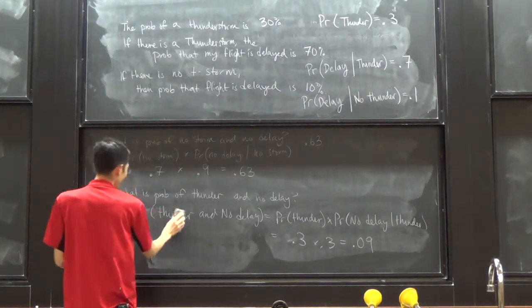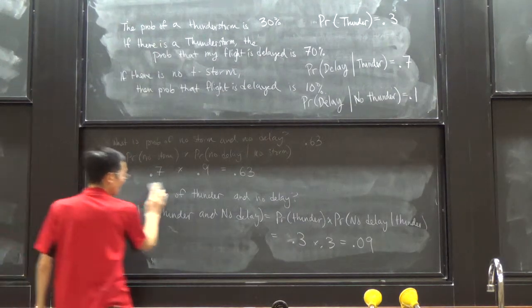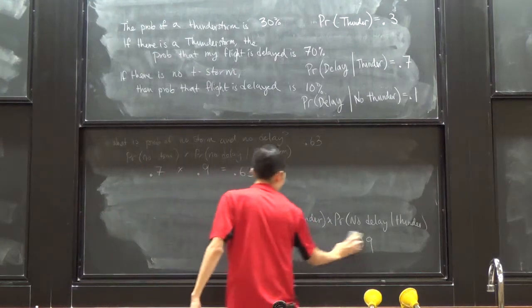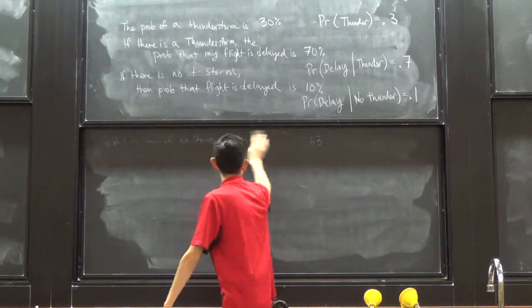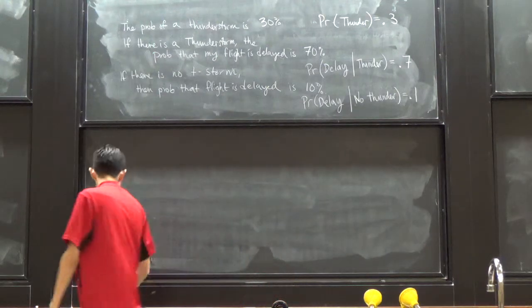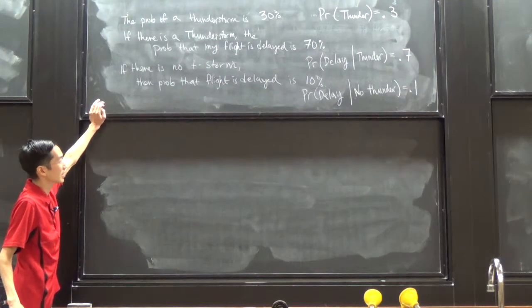It's a really good airline. What's that? It's a really good airline. Is that a good airline? Only 10% delays with no storms? Yeah, I guess it depends who you are and how often you fly.